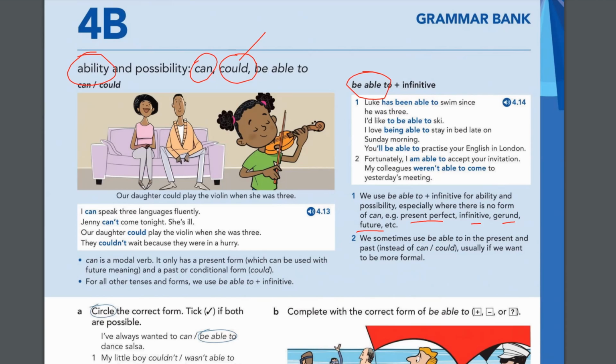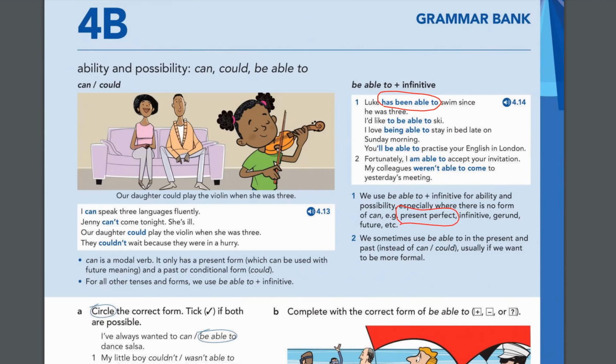So as you can see here, here you go. Luke has been able to, you see, as a present perfect. So obviously we are formulating has been able to swim, or was able to. I was able to swim. I would like to be able to ski. To be able to, that is the infinitive form. Again, has been able to, that is the present perfect.